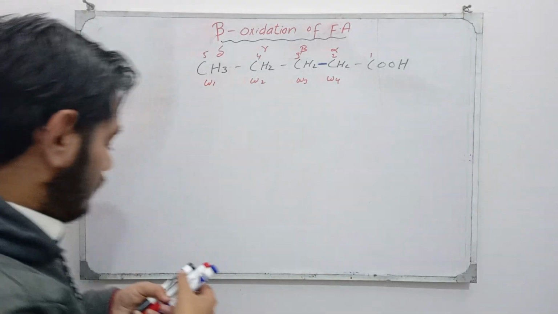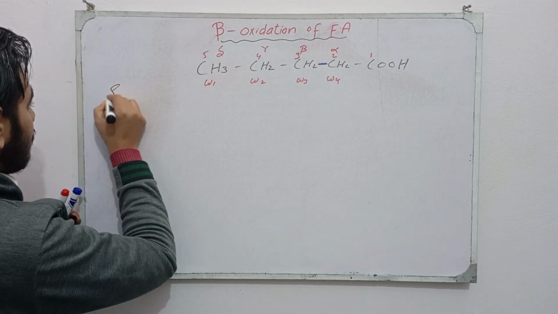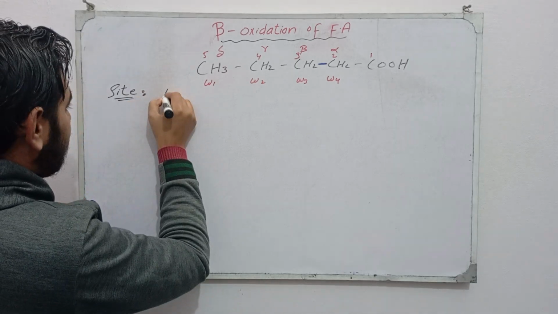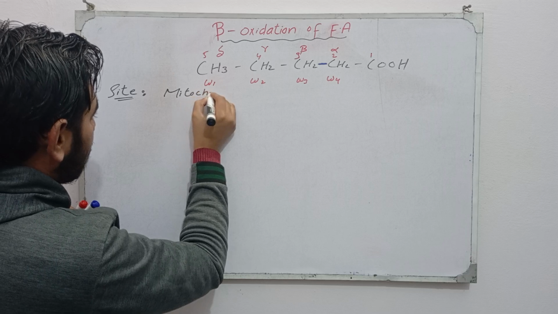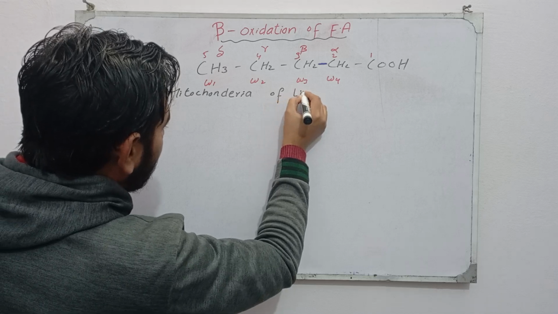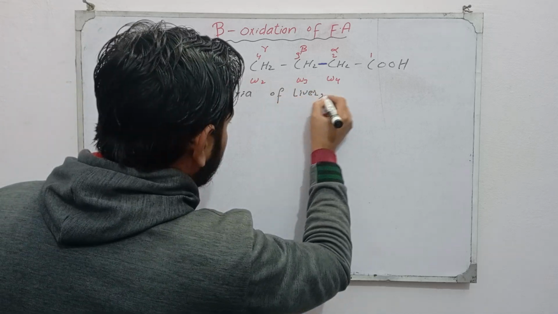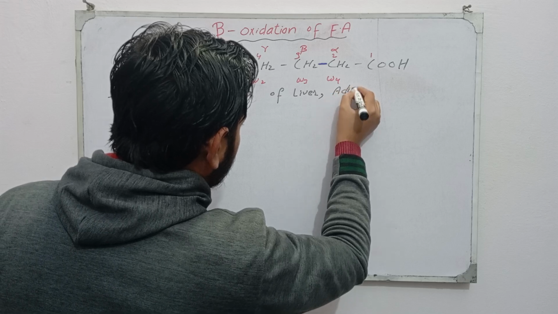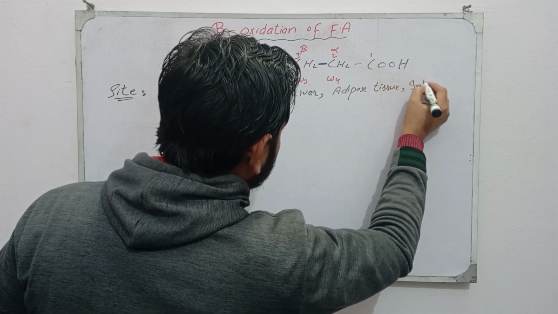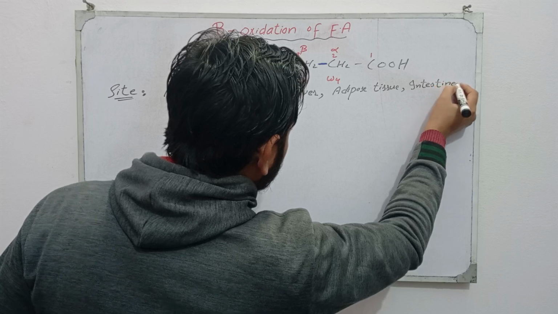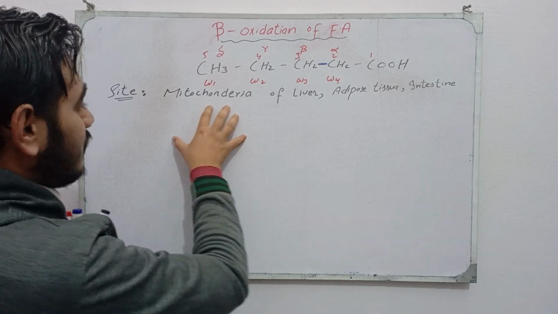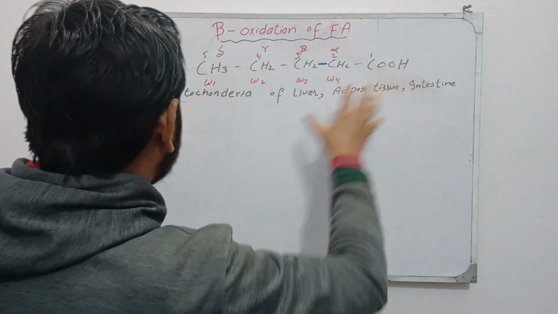So, coming to the site for the beta oxidation of fatty acid, it takes place in the mitochondria of liver, adipose tissues and intestine. Okay, students, the beta oxidation of fatty acid takes place inside mitochondria of liver, adipose tissue, and intestine.